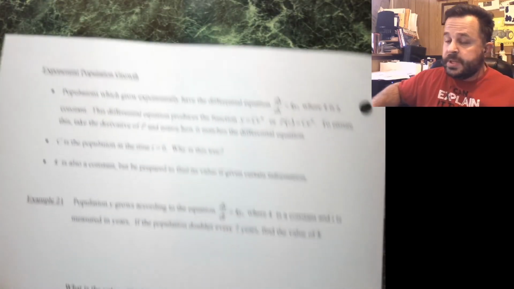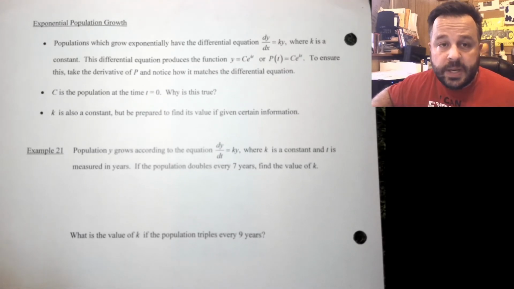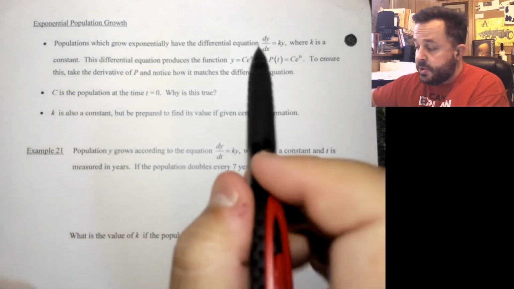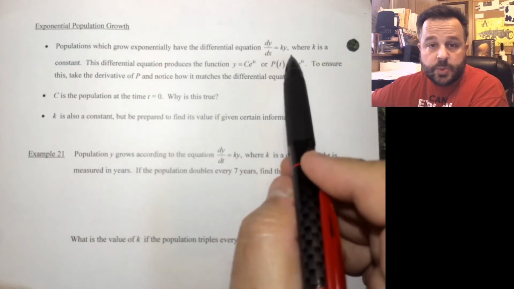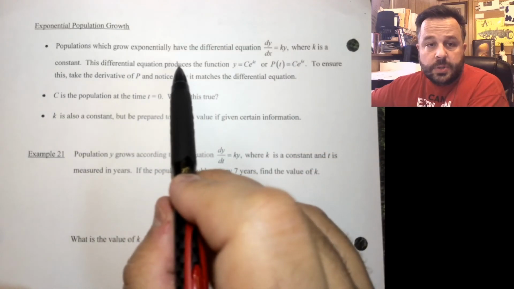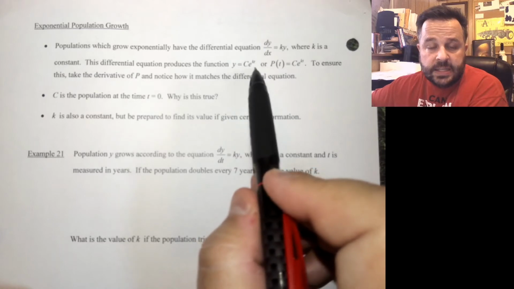Now, when we're dealing with population growth, populations tend to grow exponentially. And they're going to have the differential equation that we talked about on the previous page of dy/dx is equal to k times y. Now, the differential equation produces the function y is equal to c e to the kt.